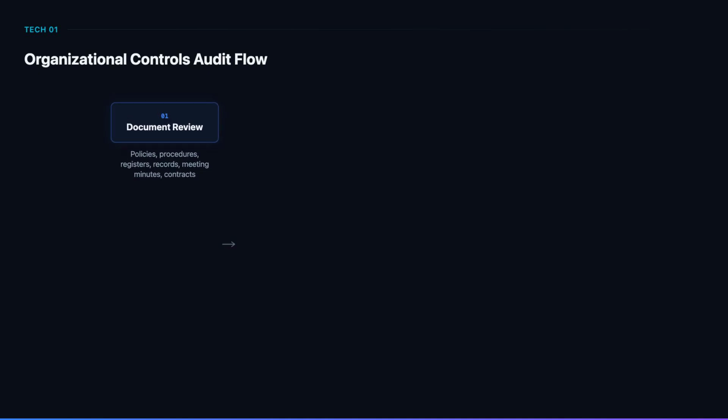Examine the information security policy and supporting procedures, the asset register and classification scheme, access control records and user provisioning logs, supplier contracts and assessment records, and incident reports and management review minutes. Document review reveals whether the governance framework is documented and current.